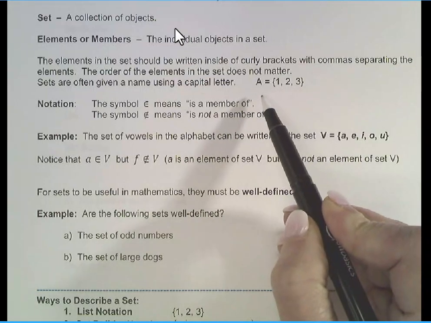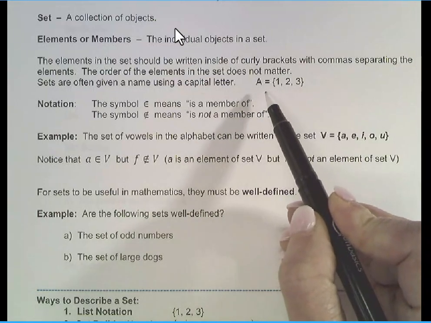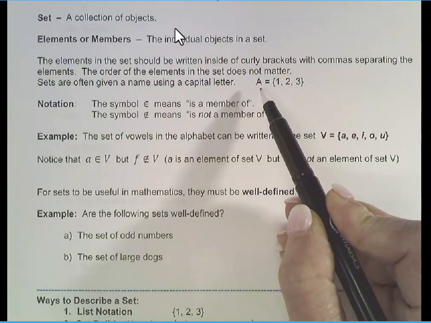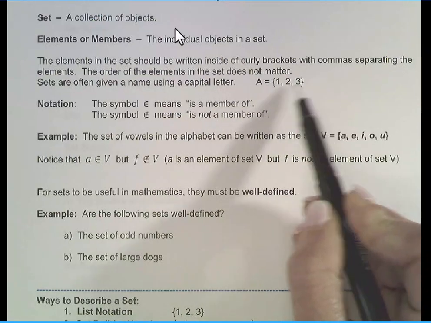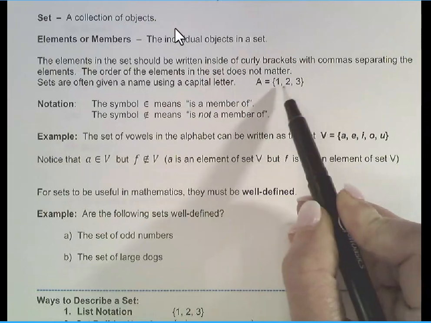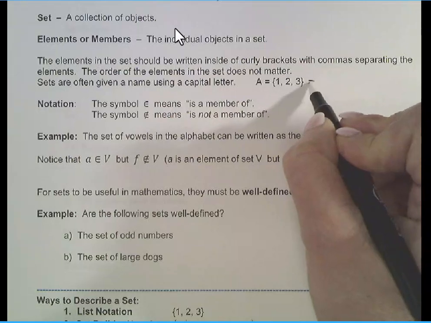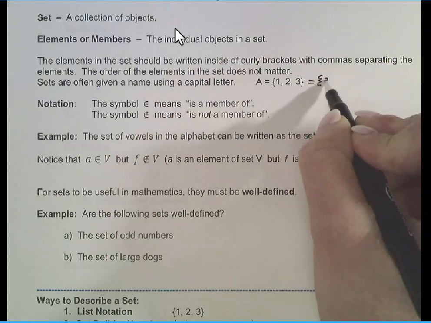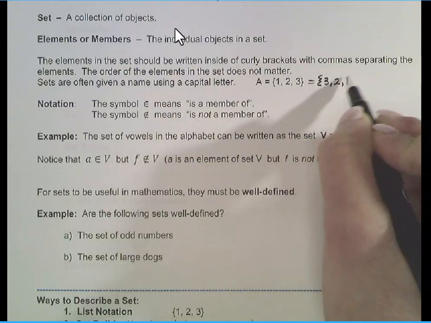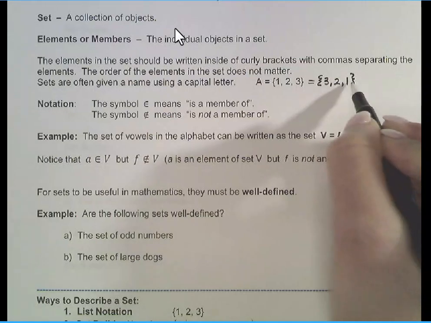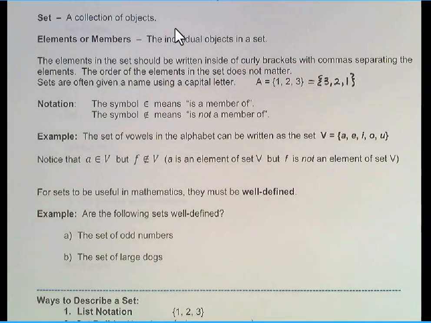So often we give sets names. I just decided to name this set A. So I have A equals, and then in curly brackets I have the numbers 1, 2, and 3. You can see they're separated with commas. So that's one way to write the set. Again, the order doesn't matter, so if I had written the elements in reverse order, 3, 2, 1, that's the exact same thing as 1, 2, 3. So it's redundant to change the order, so the order doesn't matter.